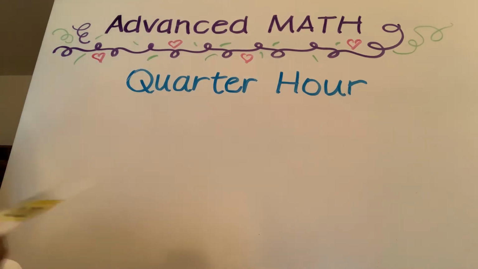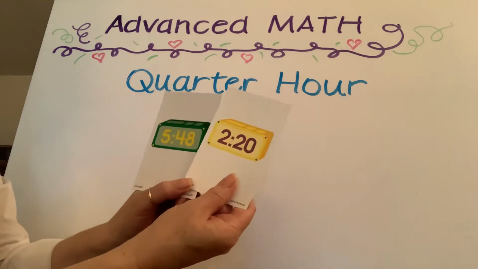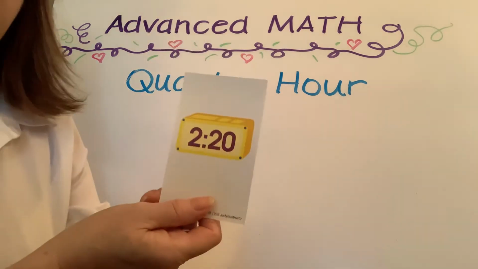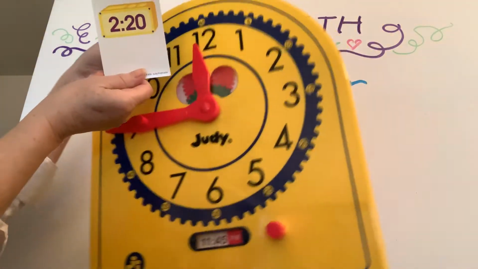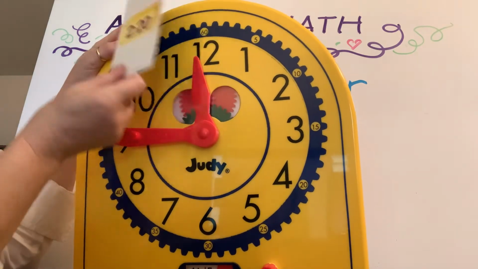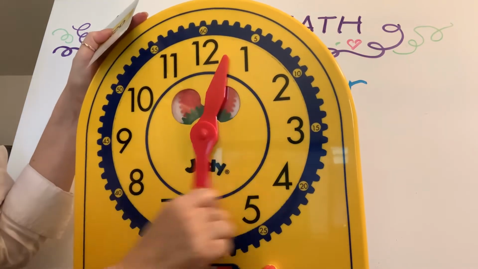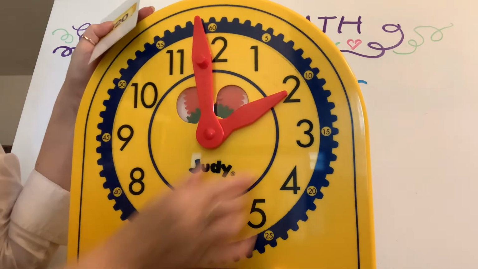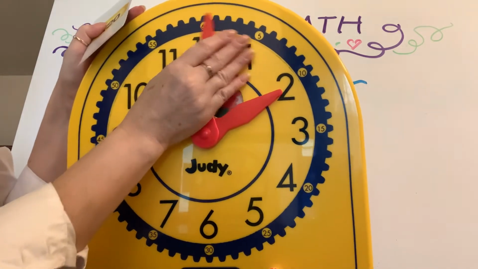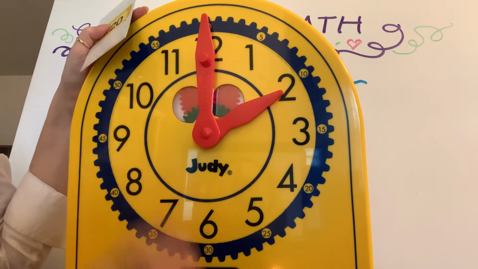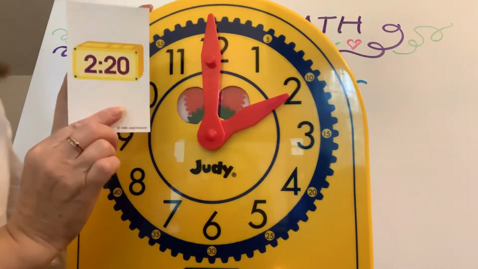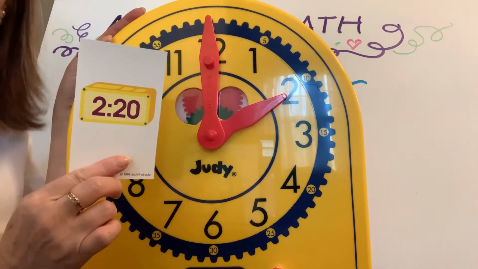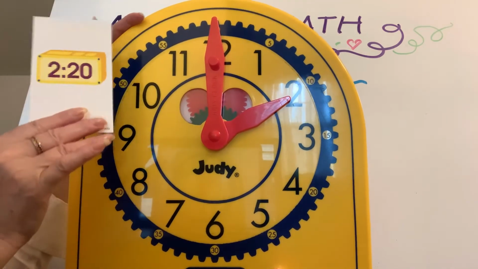All right, now I'm going to show you 2 more times. We have a 2:20 on the digital. Now we're going to try to figure out what 2:20 is, okay? And this one's new. First I'm going to get my boss to be on the 2. That's 2 o'clock. How do we show 2:20? And if you want to pause the video and go get your clocks, you could help me out, okay?